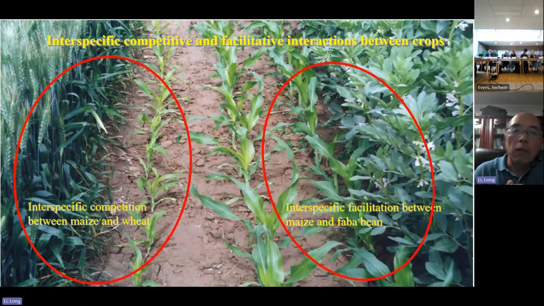So over past decades, we wanted to know what happened below ground. We worked on the wheat and maize system and the faba bean and maize system. But today I will just show some results from the maize and faba bean intercropping system, because that is interspecific facilitation between maize and faba bean below ground.